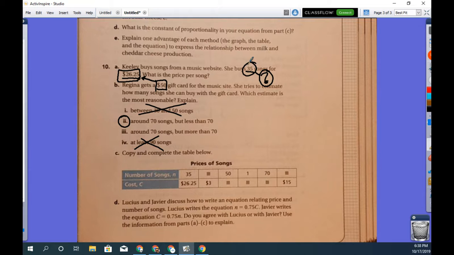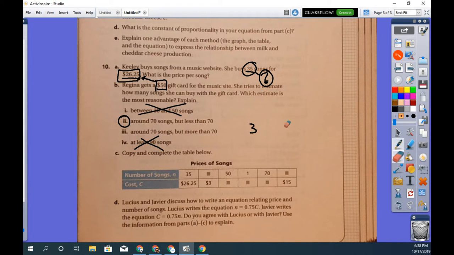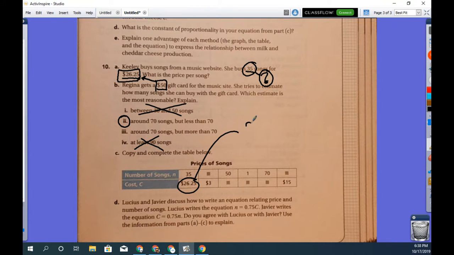Copy and complete the table below. We're doing exactly that. So here I need to find out my cost per song. If I want to find my cost per song, I am going to take my total cost right here, and I'm going to write 26.25. This is my cost. I'm going to divide that by my number of songs, 35. This is my number of songs. And that is going to give me my cost per one song.